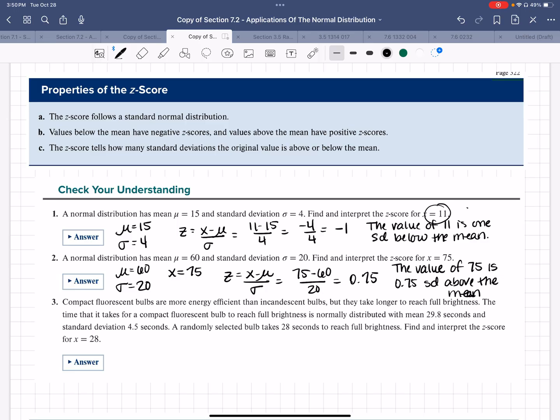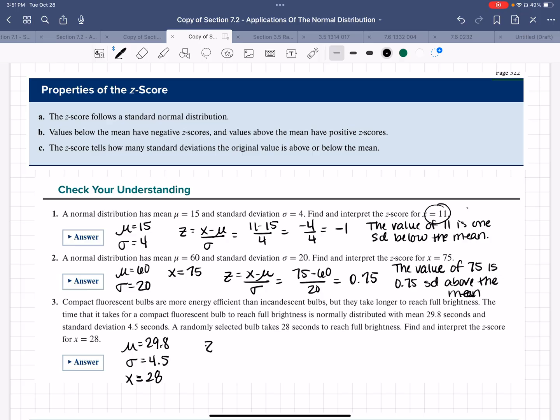Number 3: compact fluorescent bulbs are more energy efficient than incandescent bulbs, but they take longer to reach full brightness. The time it takes for a compact fluorescent bulb to reach full brightness is normally distributed with a mean of 29.8 seconds and a standard deviation of 4.5 seconds. A randomly selected bulb takes 28 seconds to reach full brightness, so that's my x. We want to find and interpret the z-score for x equals 28.